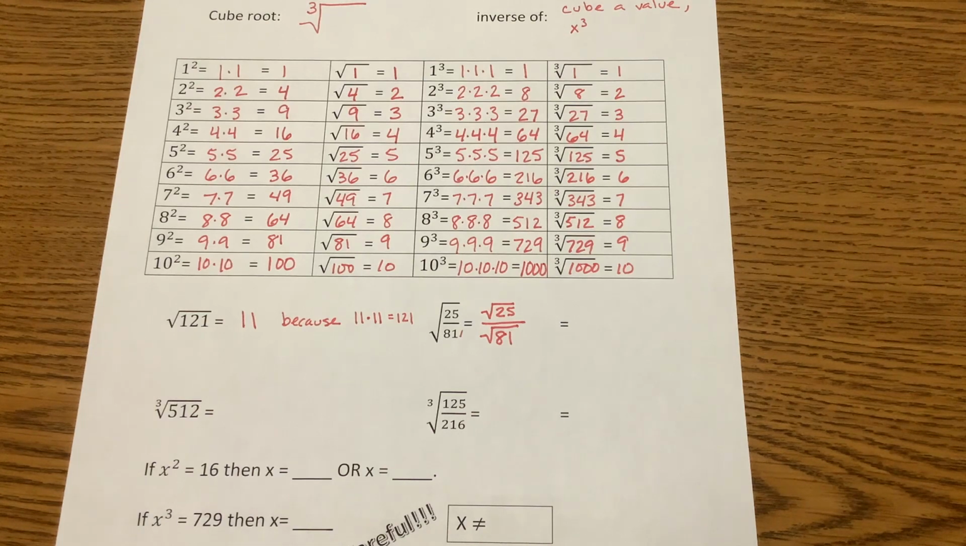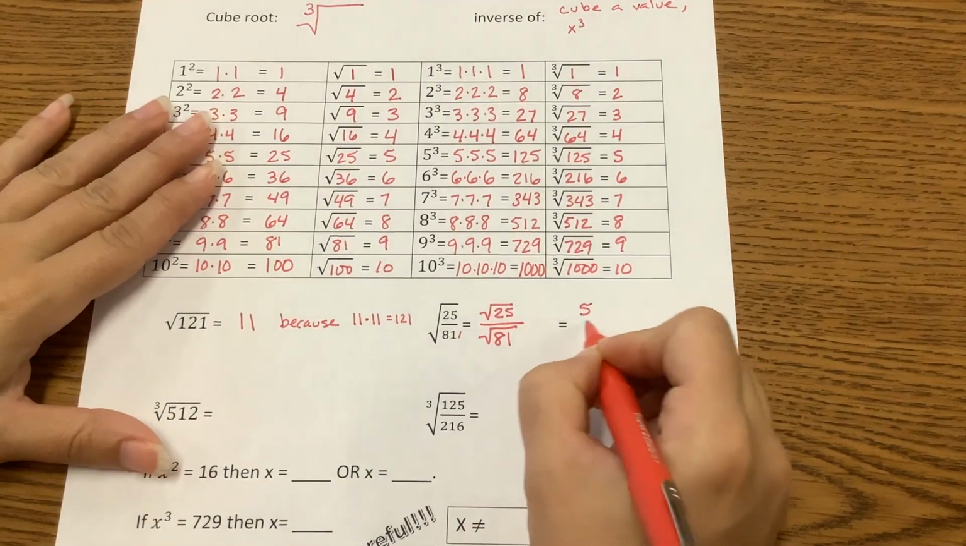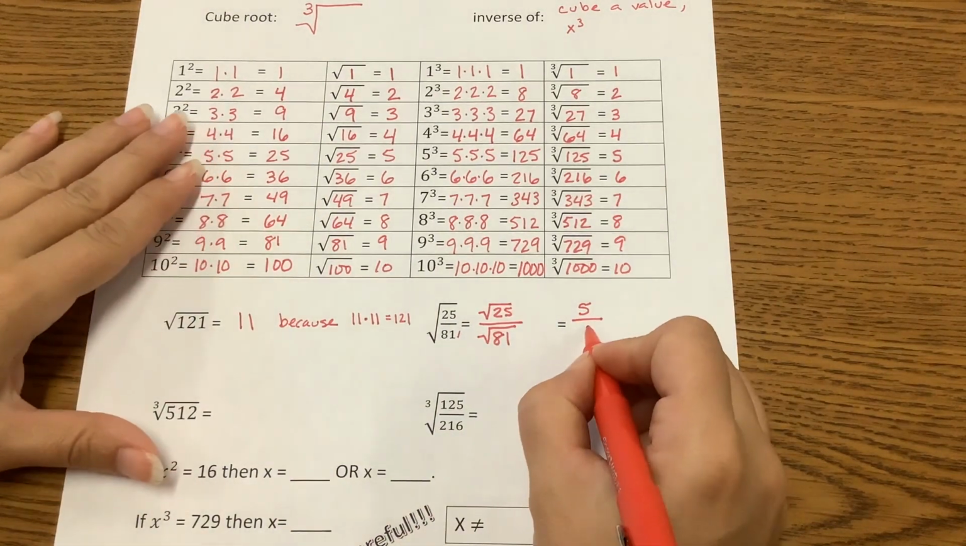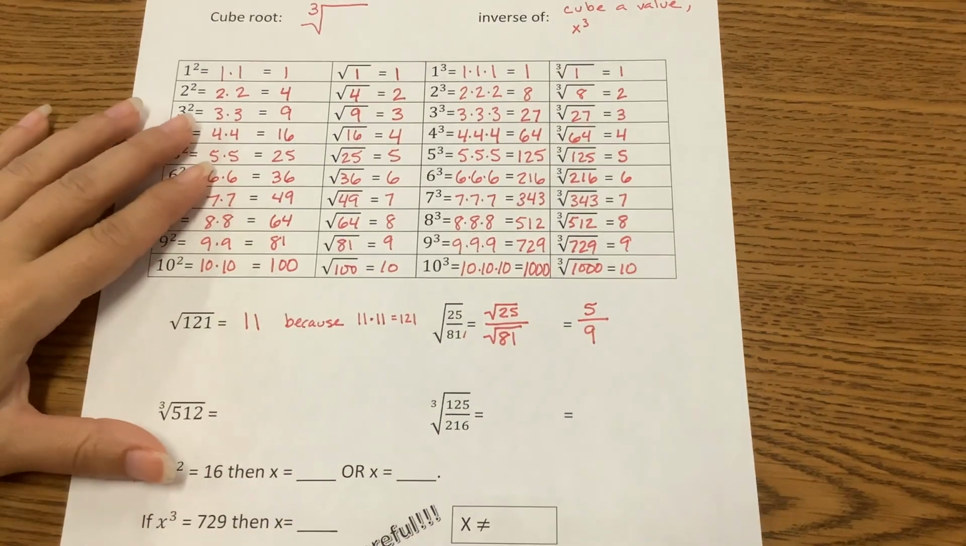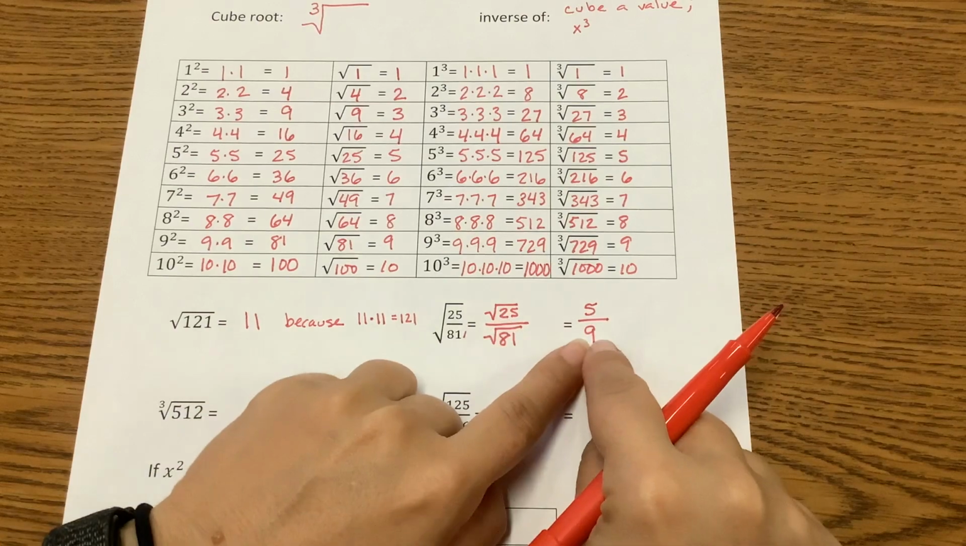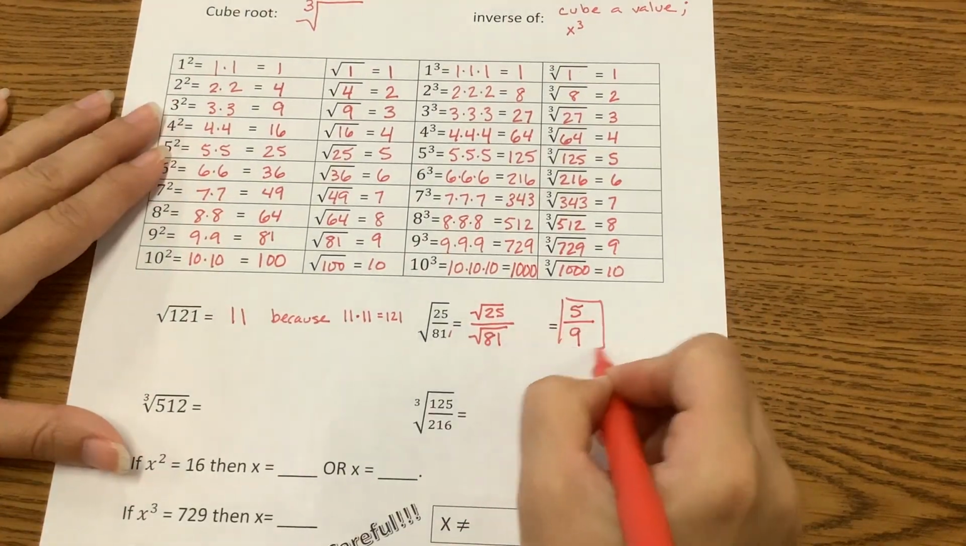So now we're asking ourselves, what number times itself is 25 for our numerator, which is 5, and what number times itself is 81 for our denominator? And that's because 5 times 5 is 25, and 9 times 9 is 81. So this would be our final answer.